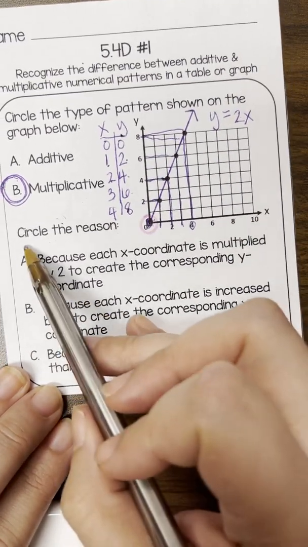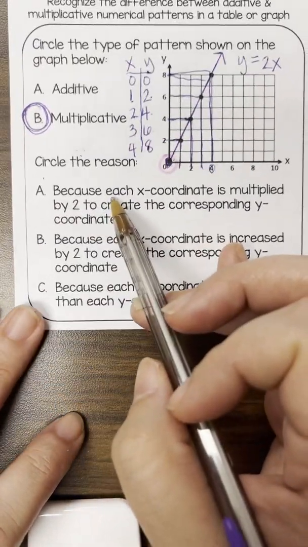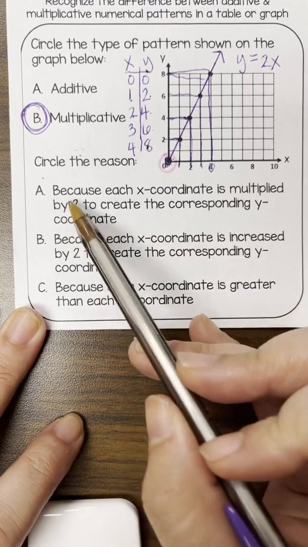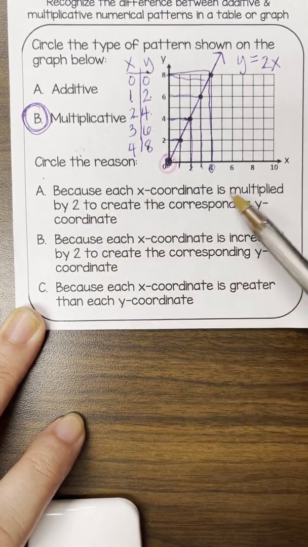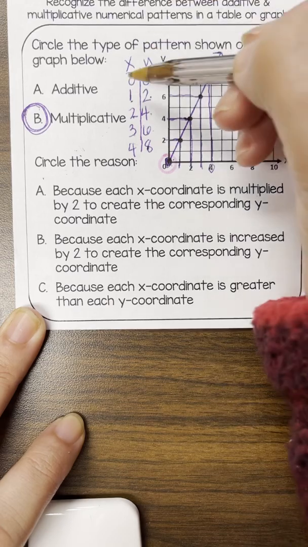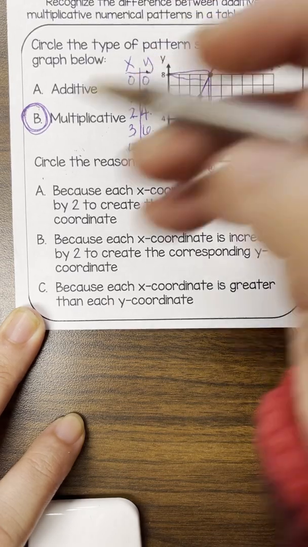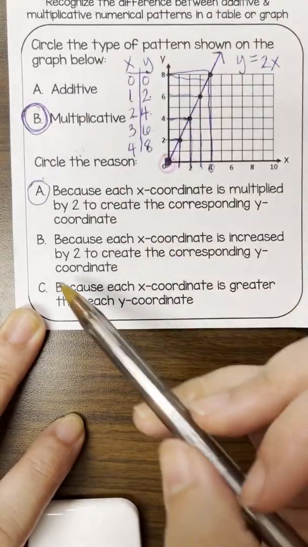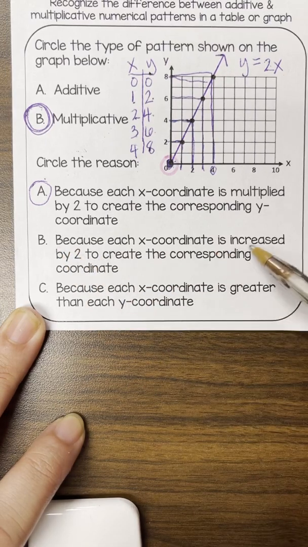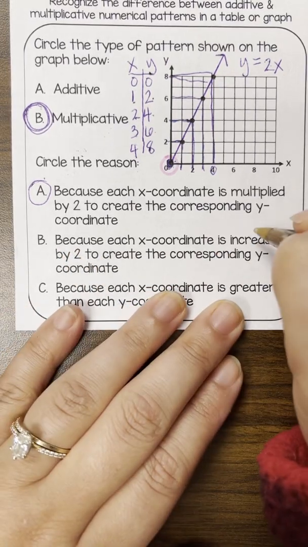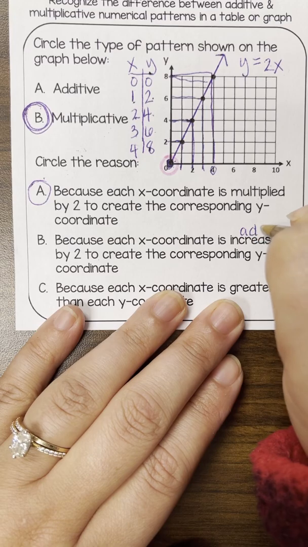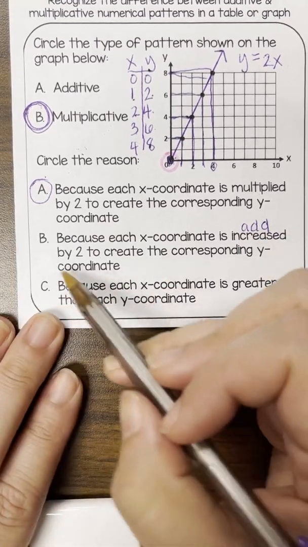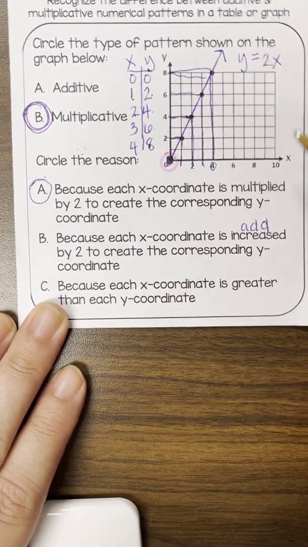So if I want to circle the reason, letter A says because each x is multiplied by 2. That's correct. That's what we were doing. We were multiplying by 2. Okay. Letter B says it's increase. Increase means add. Okay. So we weren't adding 2. We were multiplying 2. Okay. Let's try another one.